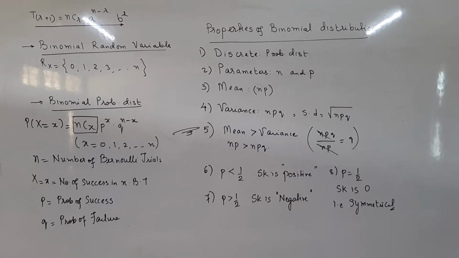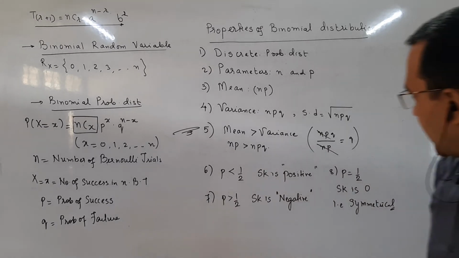Parameters n and p differ from distribution to distribution. Then the mean of a binomial probability distribution is, students, n into p. The product np, where n is the number of Bernoulli trials and p is the probability of success, denotes the average number of successes in n Bernoulli trials. So the mean of a binomial distribution is np.